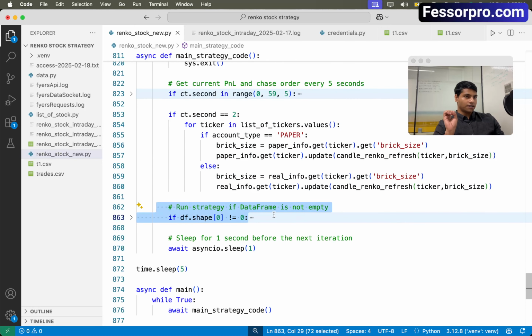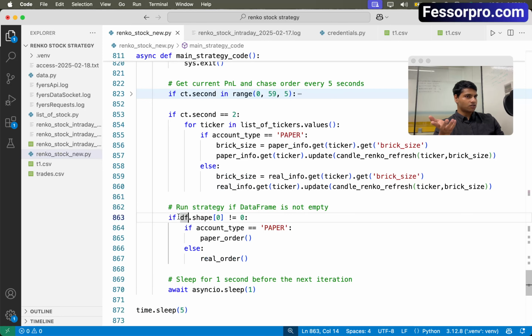Then run the strategy. Now, this is the last condition, which is if my data frame is not empty, it means if I'm getting some data from the WebSocket, then just call this paper order or real order function depending on the account type. So if my account type is paper, I'll call the paper order function. Otherwise, I'll call the real order function.